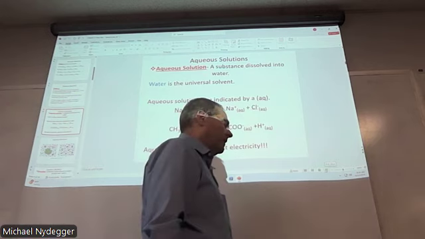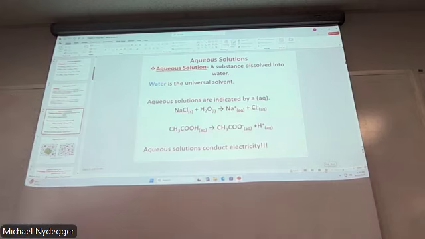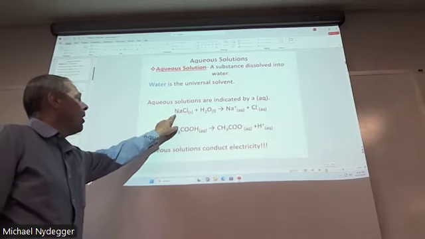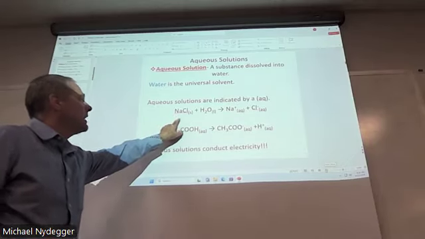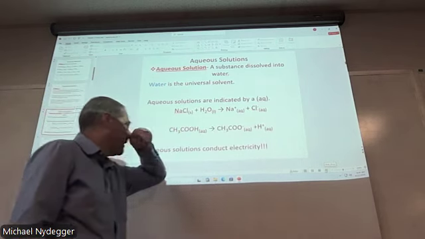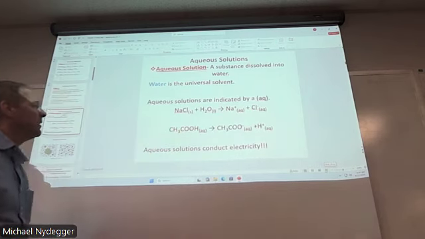All right? Water is going to be the universal solvent, meaning everything is soluble in water to some extent, to some itty bitty little extent. Some things are really soluble in water, for example, sodium chloride, sugar. A lot of these are going to be soluble in water. And when it gets dissolved into water, it's going to dissociate into its cations or its anions.